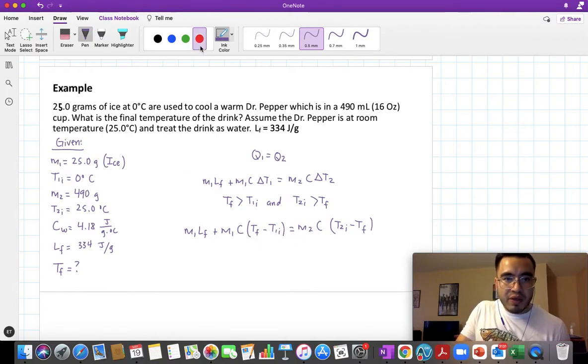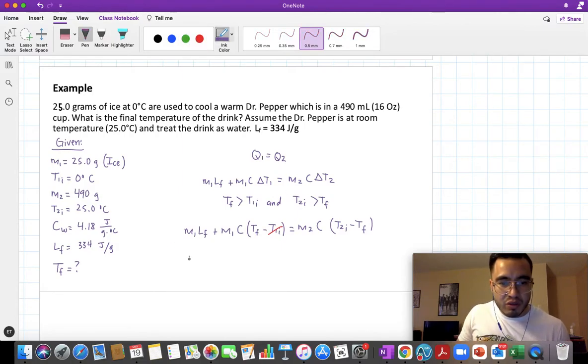The first thing to notice, and I chose 0 degrees, that's a common number for ice. I could have said, with salt, it'll be like 1, 2 degrees, but then I would not be able to do this. I'm going to cancel temperature 1 initial because it's 0. Even if I multiply mass 1 times specific heat times 0, I'll get 0.